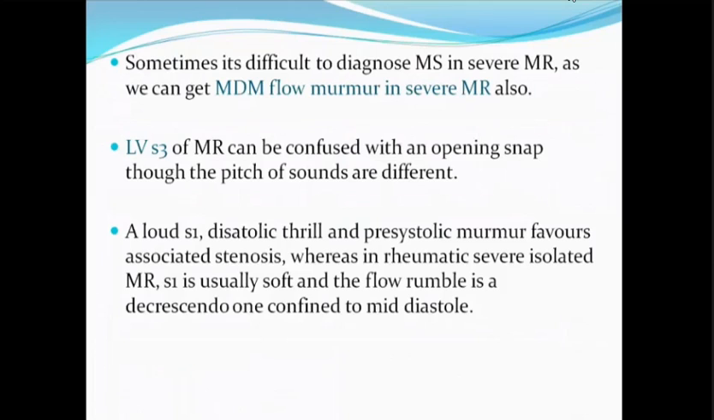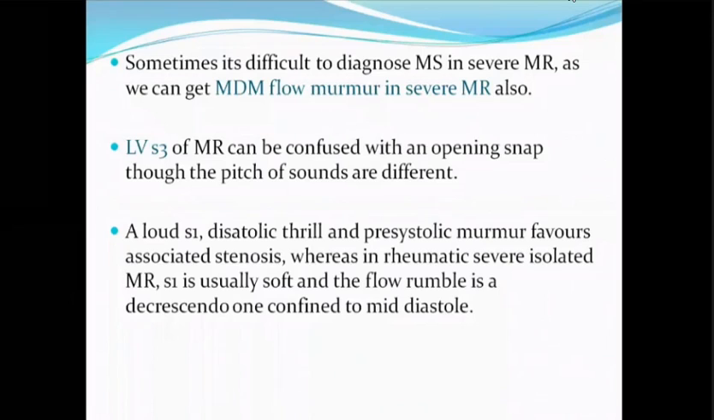Sometimes it is difficult to diagnose mitral stenosis in severe mitral regurgitation, as we can get a mid-diastolic flow murmur in severe mitral regurgitation also. So it is very difficult to decide whether just severe mitral regurgitation is present or mitral regurgitation plus mitral stenosis is present. And LV S3 of mitral regurgitation is also confused with an opening snap, though the pitch of both sounds is different.